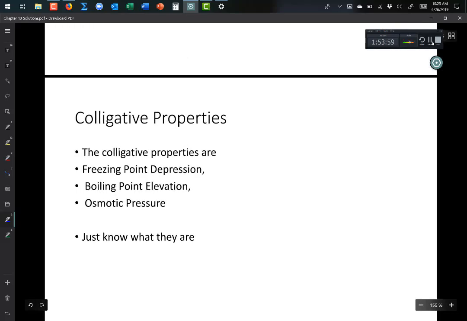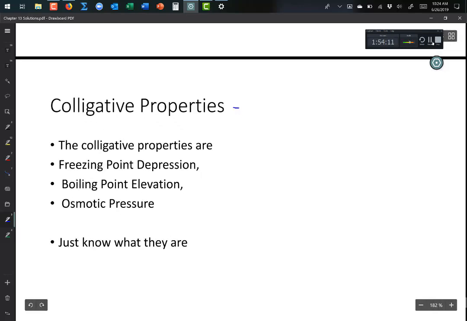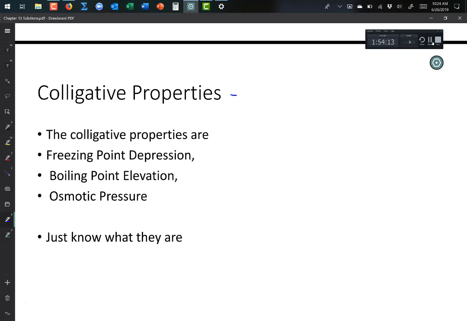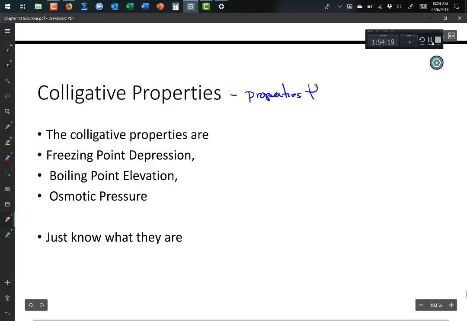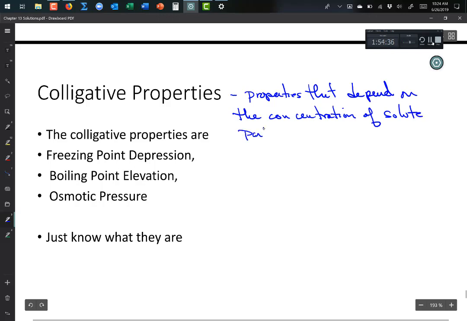This is really the last slide. I'm not going to do percent weight per volume. I'm just going to talk about colligative properties. So, colligative properties is a weird definition. So I'm going to give you another definition, right? Properties that depend on the concentration of solute particles and not the identity of the particles.